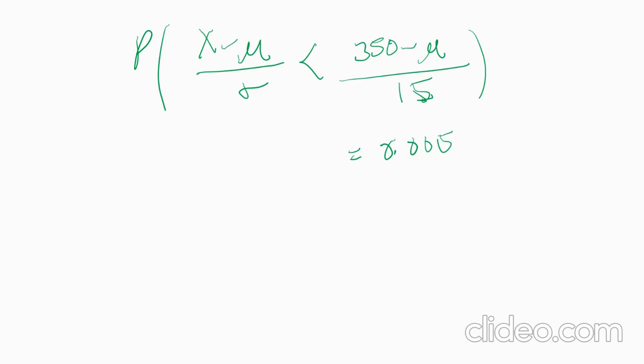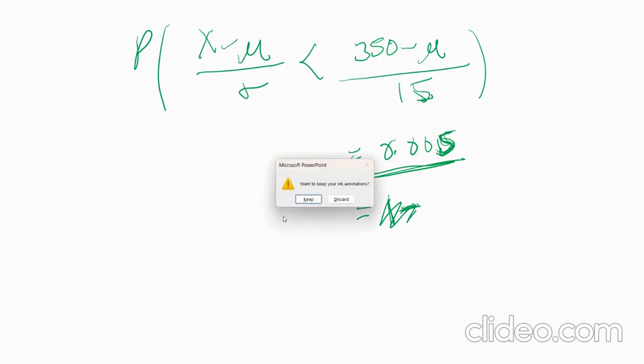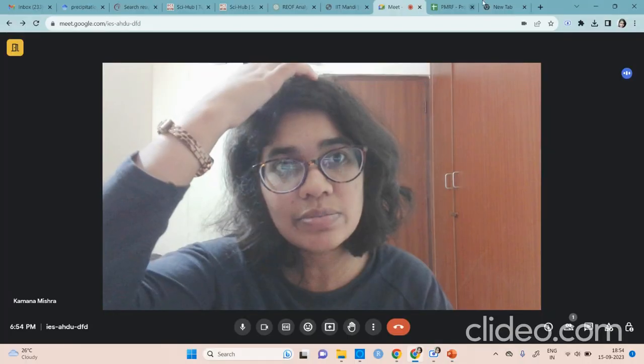Now we want to find firstly where 0.005 lies. So what we can do is take its negative and then take the negative again. So 1 minus 0.005 is 0.995. Now we will see the Z table for that.